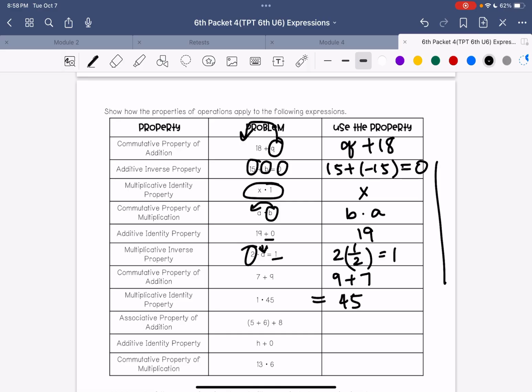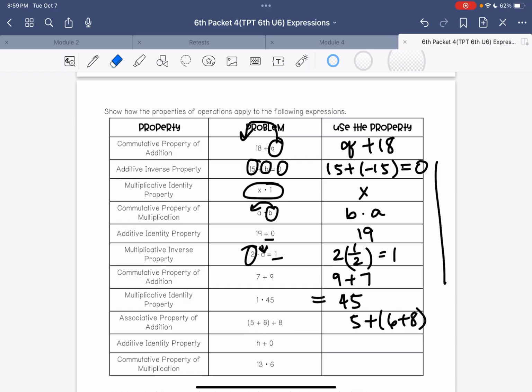Associative property. So instead of doing the 5 plus the 6 first, if everything's being added, I can choose to do 6 plus 8 first. So if I do 6 plus 8 first, I should get the same thing as if I did the original problem and did 5 plus 6 first.